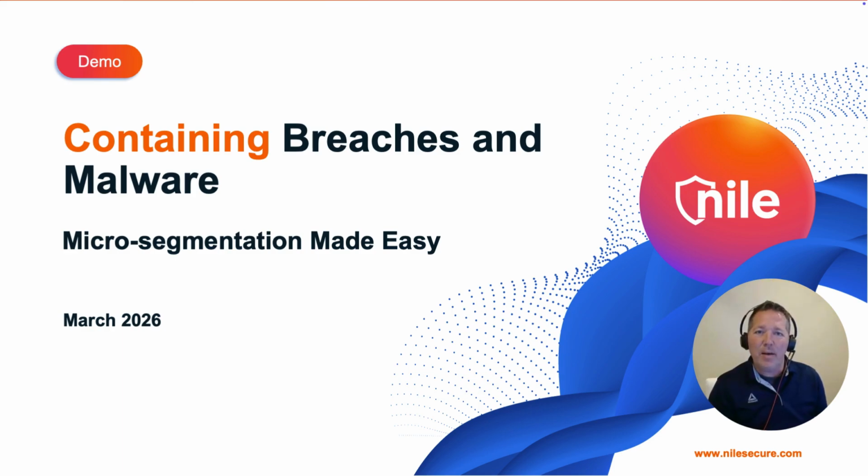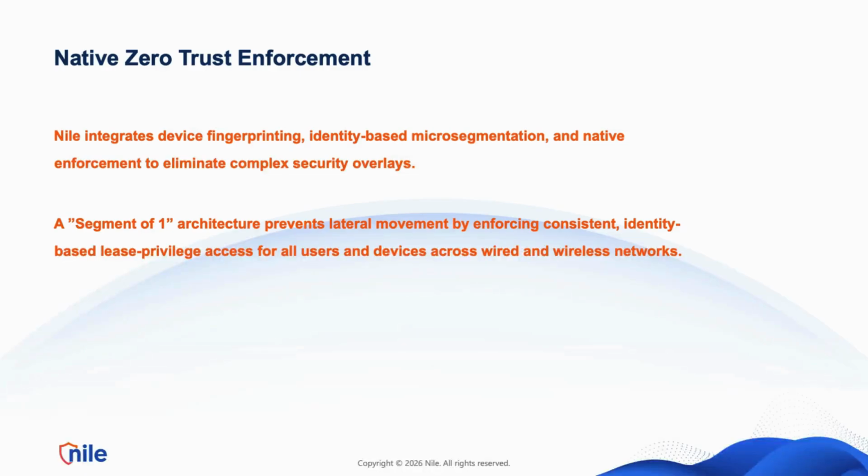If you're dealing with complex NAC and fragmented policy models, I'm going to show you a simpler approach with identity-based enforcement built directly into the network. This eliminates the need for overlays, VLANs, and separate enforcement tools. In this demo, we'll be showing embedded zero trust enforcement.